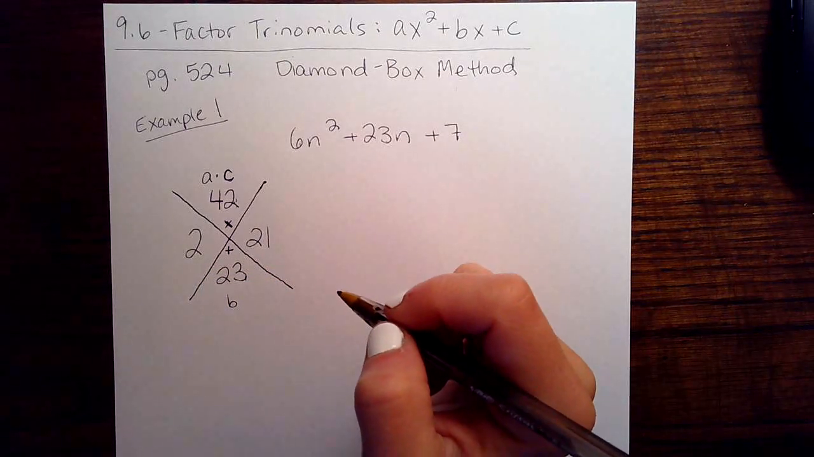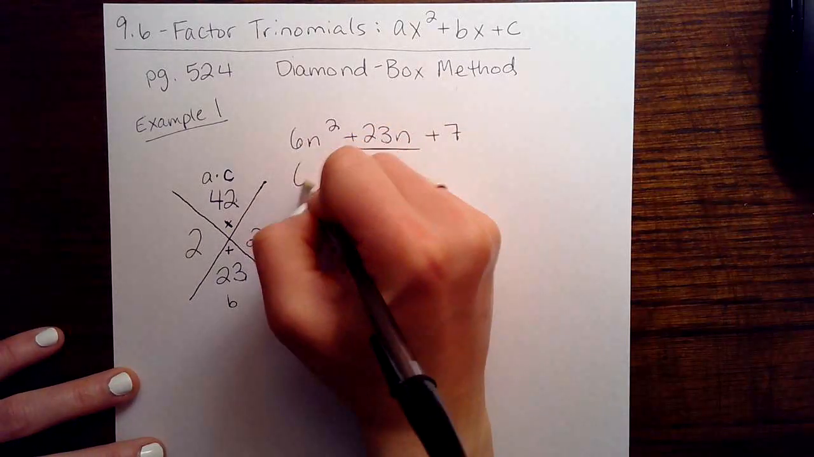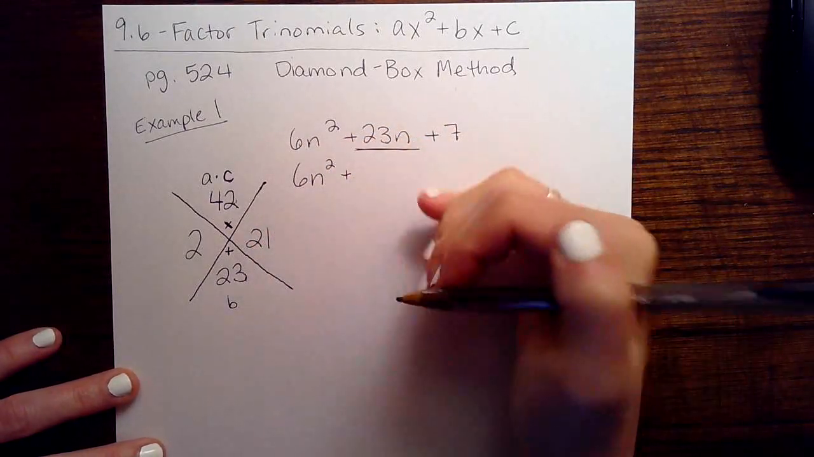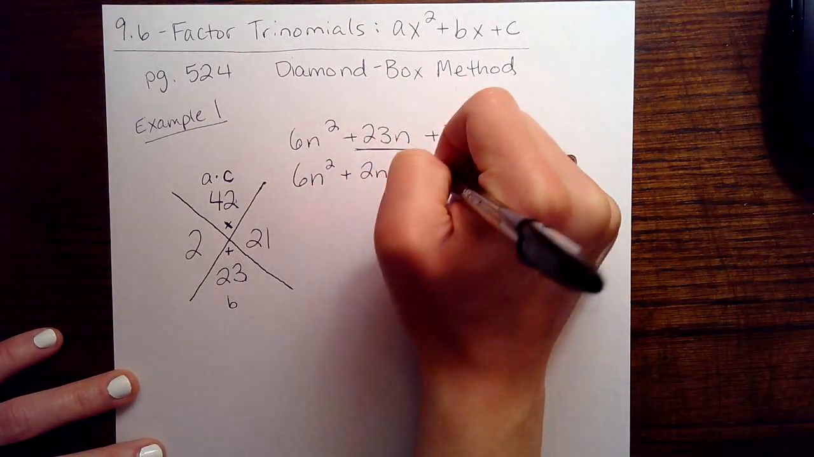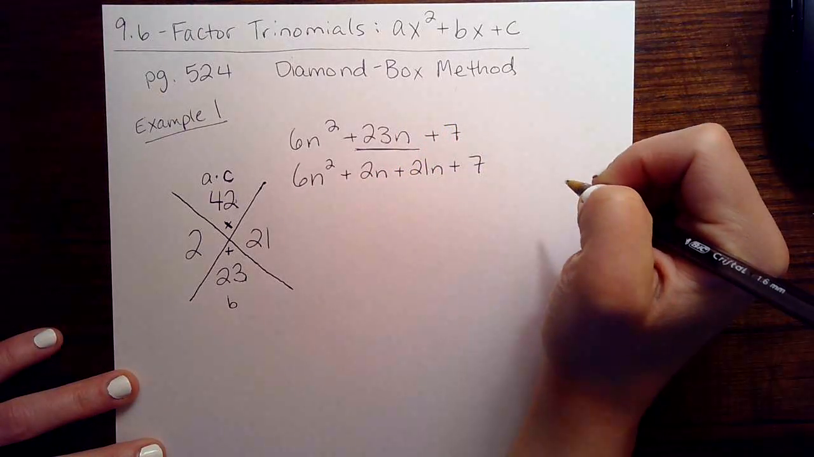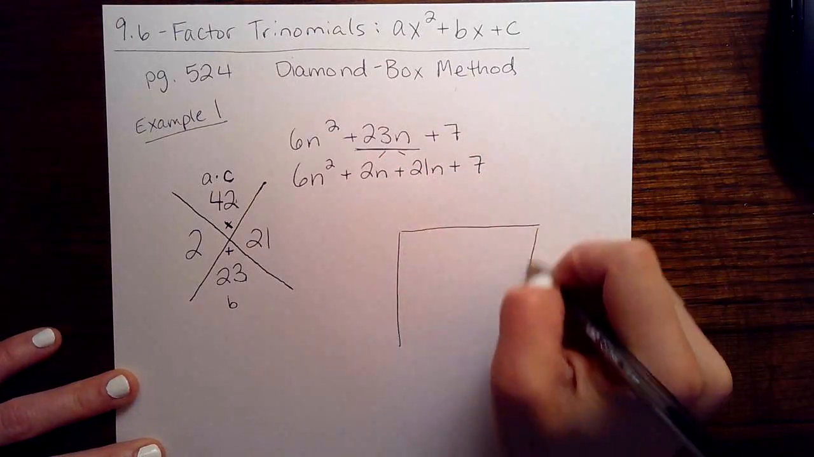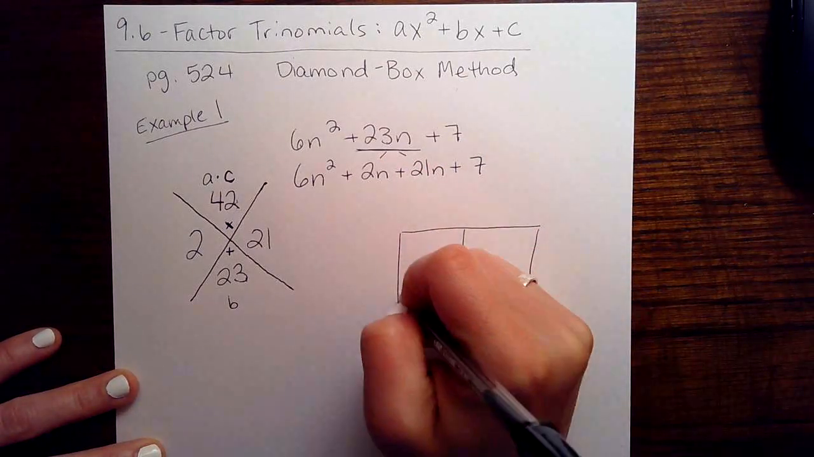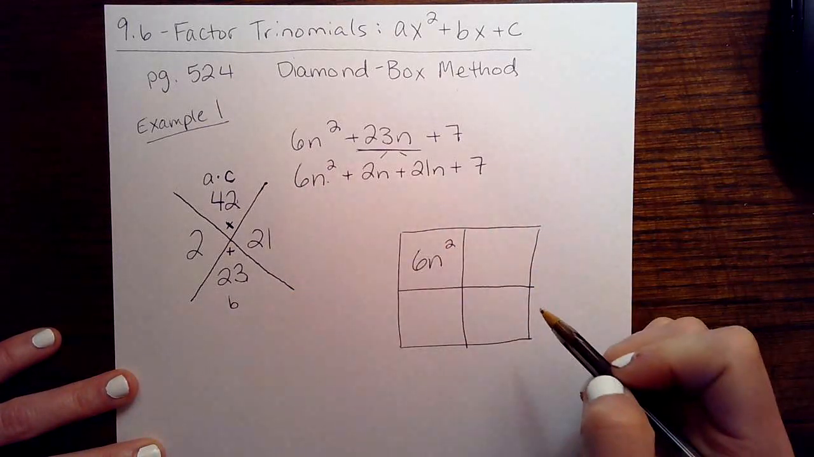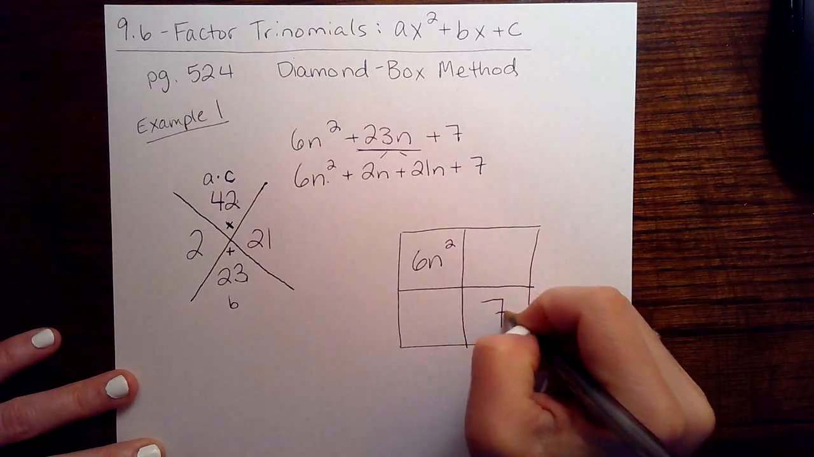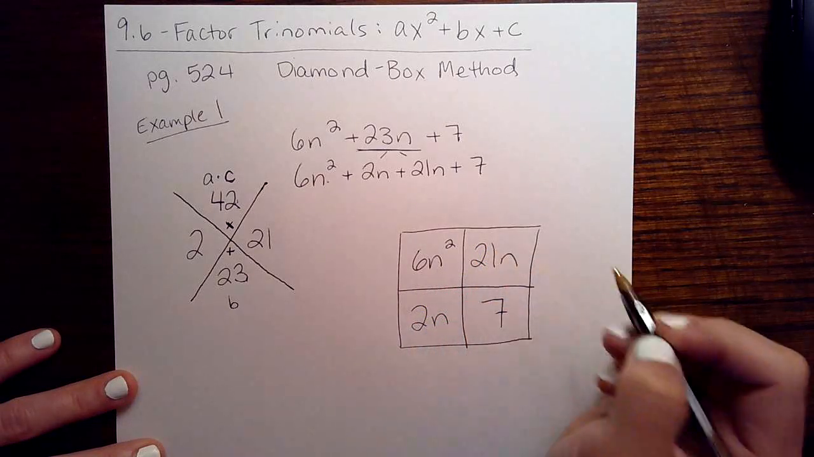Now, we talked about in our example, this just means this is how we're splitting up that second term in the trinomial. 6n squared, as we step backwards, would be plus 2n plus 21n plus 7. That's how we split that into 2. And we can use that when we set up our box. Our box is going to have all 4 of those things, starting with 6n squared in the top left corner, 7 in the bottom right-hand corner, and then 2n and 21n are going to fill in our final 2 boxes.